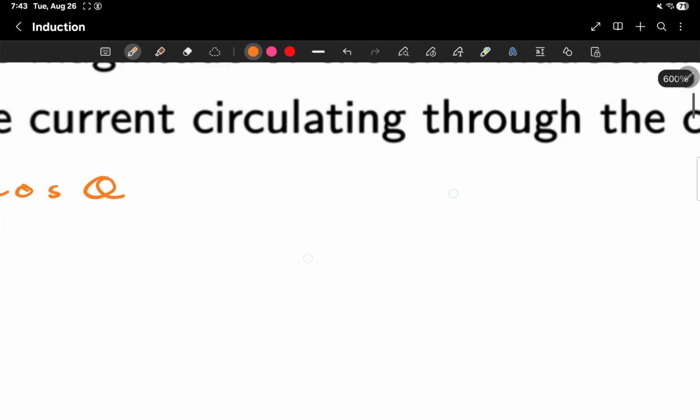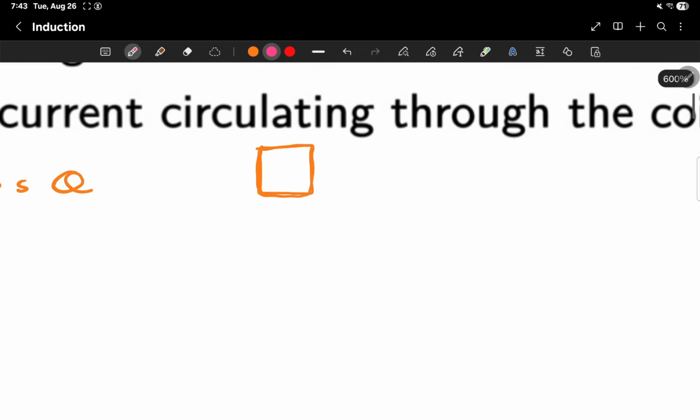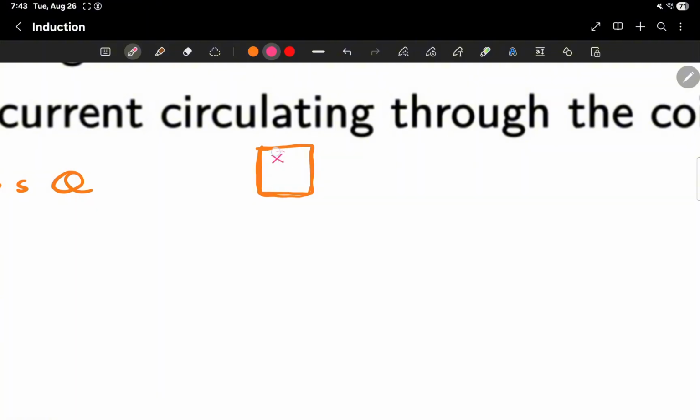If we were to draw it in 2 dimensions, this is what it would look like. You'd have this square coil flat on top of your tablet or on your computer screen. These are 200 turns specifically of the square coil, and then your magnetic field is pointing into the coil. This is the notation we use for into your computer screen or into your tablet or into your phone. So that's basically the magnetic field vector.